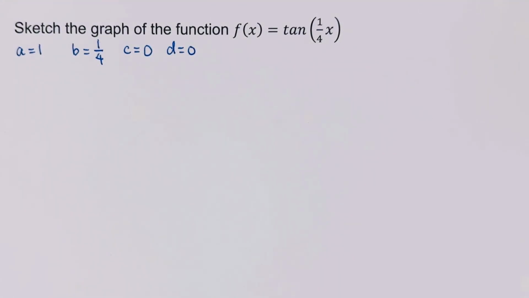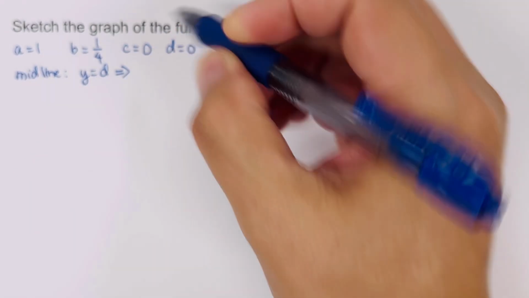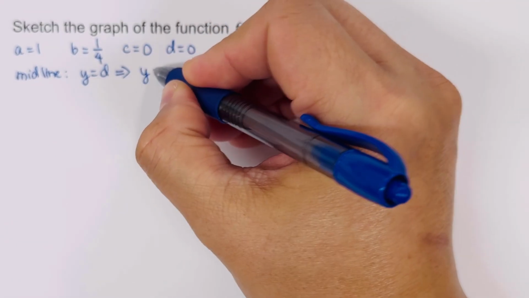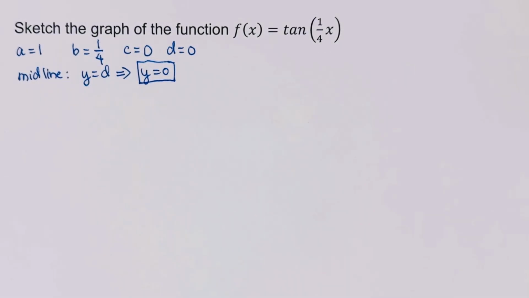Now let's move on and determine the equation of the midline. The equation of the midline is y equals d. In this case, our d value is 0, so y equals 0 is the equation of our midline. Now let's determine the phase shift.